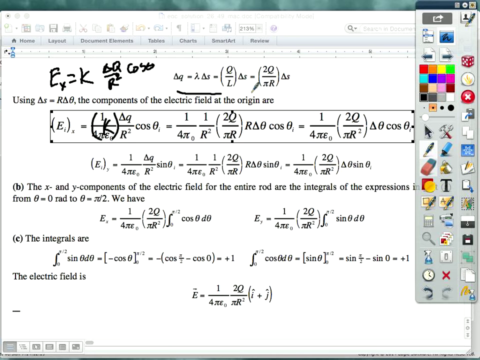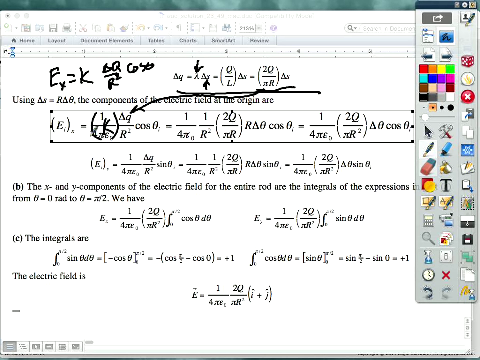Okay. Now what we did up here is we said delta q is equal to the charge density times the slight delta arc length. Okay. So from that we said, what is charge density? It's q over L. And what is L? It's pi over 2 times r. Right? Does that make sense? Okay. So then that gives us this term. So now we can just take that term and stick it right there.